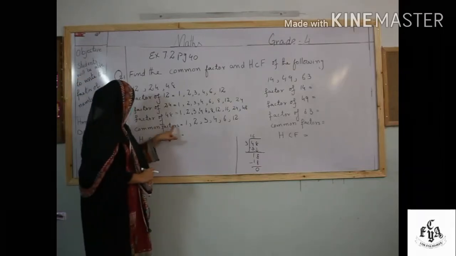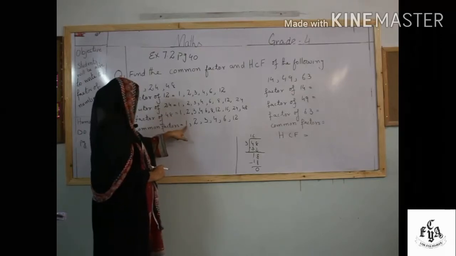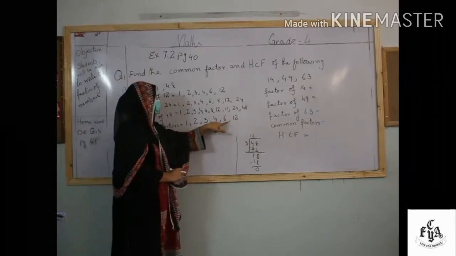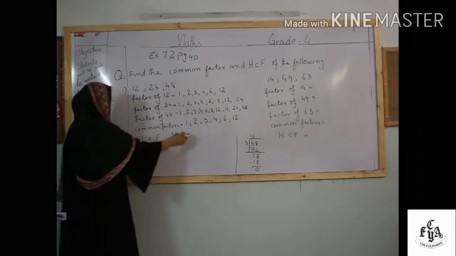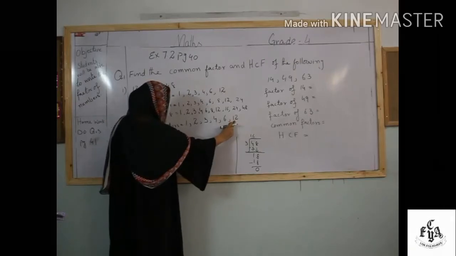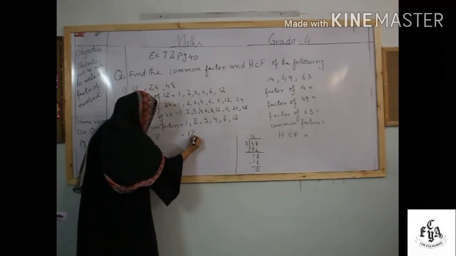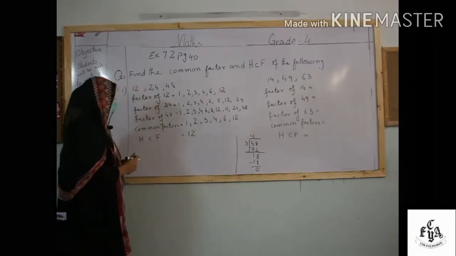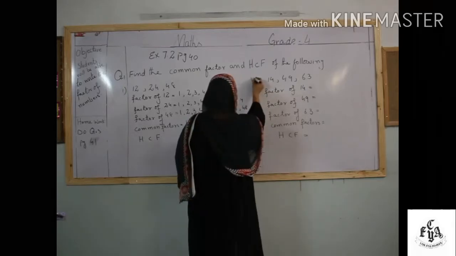The common factors of 12, 24 and 48 are 1, 2, 3, 4, 6 and 12. Now we will write the highest common factor of these numbers. 1 is smallest and 12 is highest. So I will write here highest common factor is 12. HCF is 12.